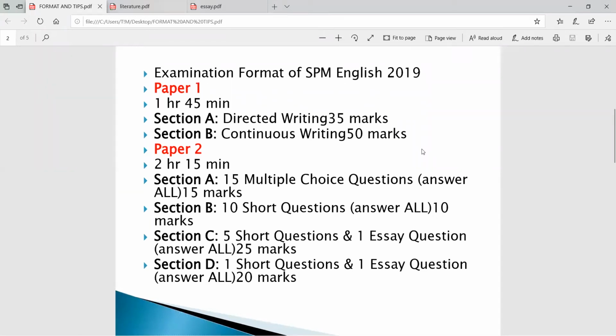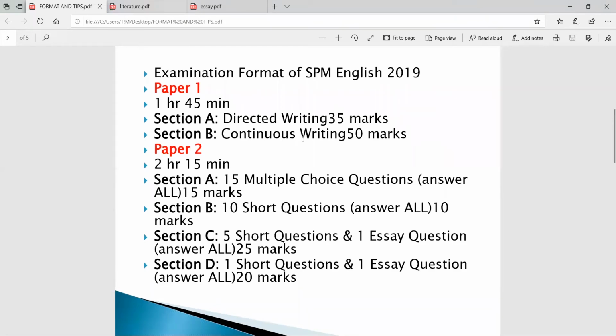So for section A, directed writing, 35 marks, basically all the questions involve format, all the formatted essays. For example, formal letters, informal letters, you have article, speech, talk, report, right? So basically you have to memorize all the formats because you get marks separately. For format, we allocate 3 marks. And then for all the points and your language, you get the rest of the 30 marks.